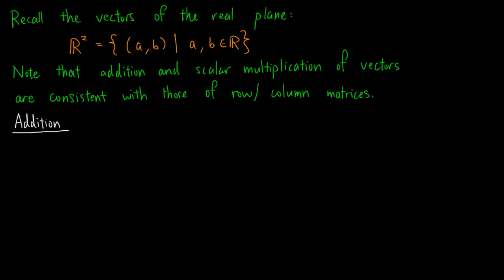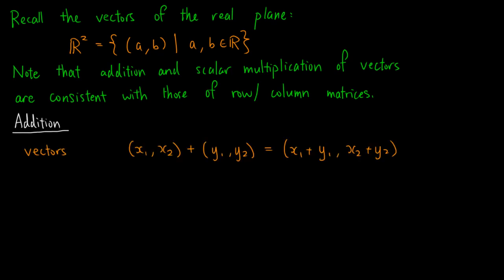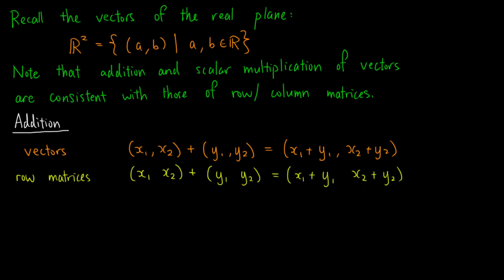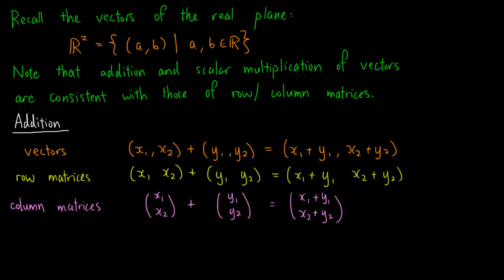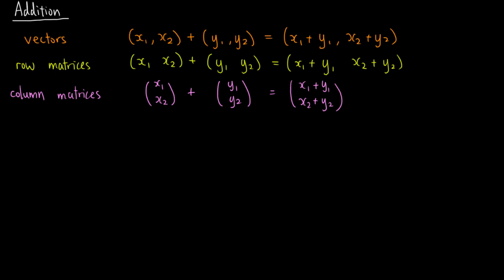Let's compare. For addition, to add two vectors (x1, x2) and (y1, y2), we add the corresponding components to get (x1 plus y1, x2 plus y2). For row matrices, we add the corresponding entries. So if we have [x1, x2] plus [y1, y2], we get [x1 plus y1, x2 plus y2]. So we see that this is very similar to the addition in vectors. It is just that we don't have a comma to separate the entries in a row matrix. For column matrices, it is the same as row matrices, except the entries are written vertically instead of horizontally.